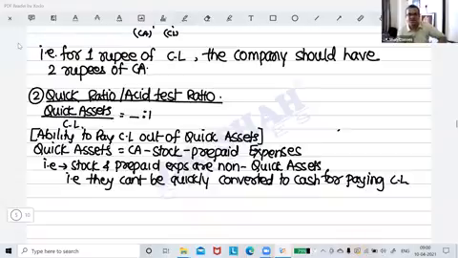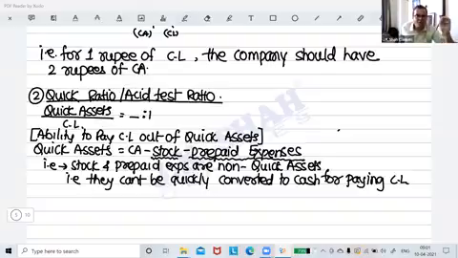Why, sir? See, current asset is a general term. Current asset is a general term. It also includes stock and it also includes what? Prepaid expenses. Let's say you are my creditor. Okay, I have to pay you some money.